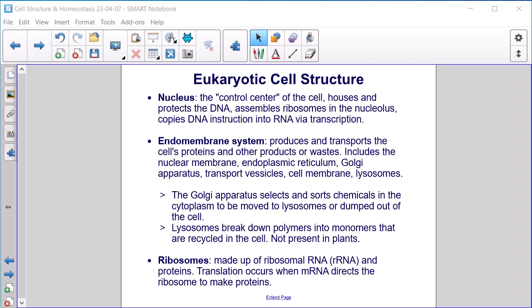The Golgi apparatus selects and sorts chemicals in the cytoplasm to be moved to lysosomes or dumped out of the cell. Lysosomes break down polymers into monomers that are recycled in the cell. They are not present in plants. Ribosomes are made up of ribosomal RNA, rRNA, and proteins. Translation occurs when mRNA directs the ribosome to make proteins.